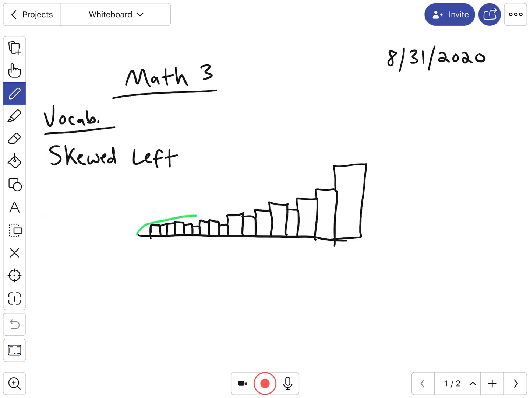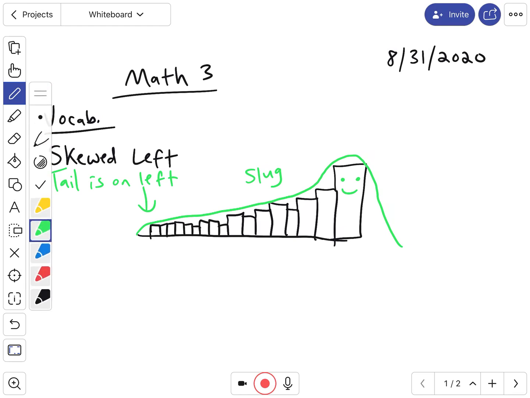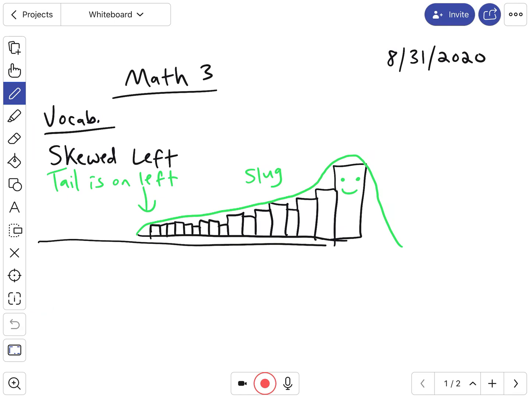And then if you have a green color, I want you to trace over all the tops of these bars and go down. And then I want you to draw some eyes and a smiley face, because that's your slug, okay? Now, the reason why I'm having you draw the slug is because whenever you're talking about skewed left, the tail of the slug is on the left. And so you could draw an arrow to show that. Okay? And so that's the first word.